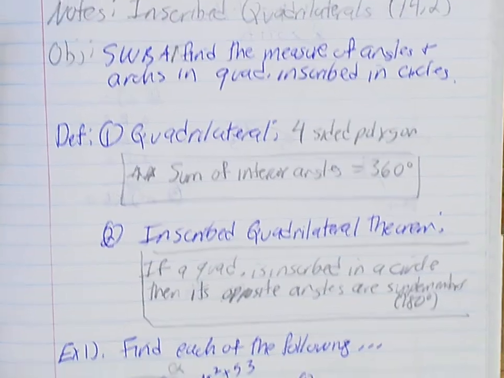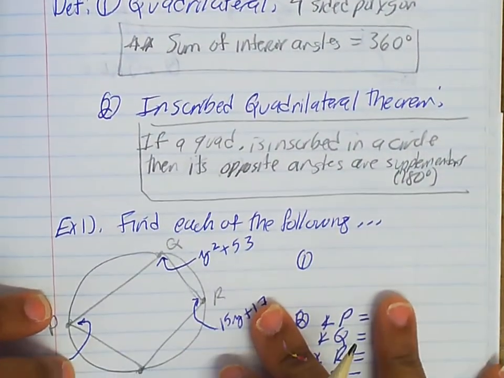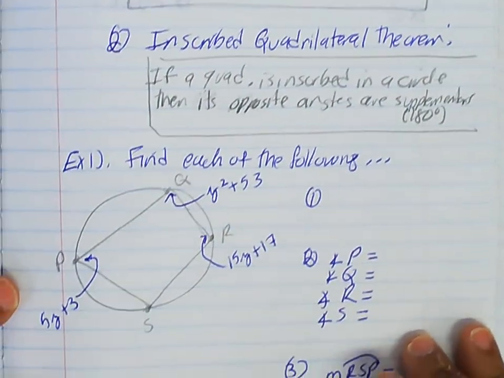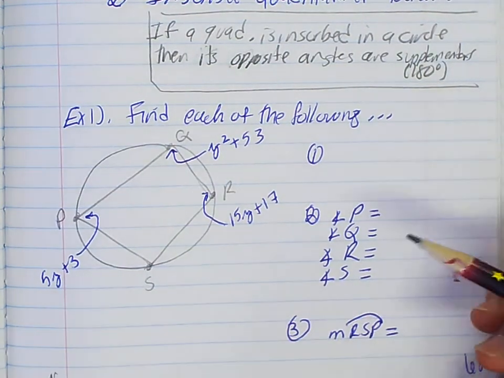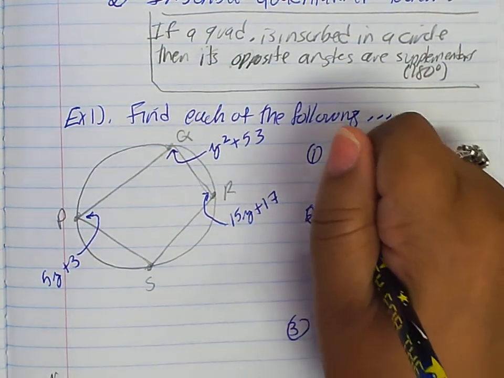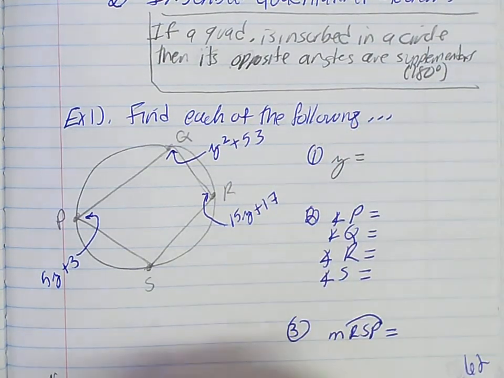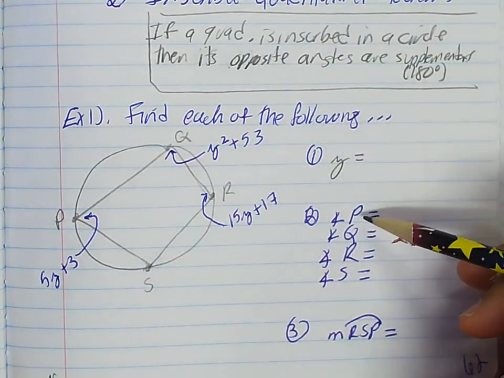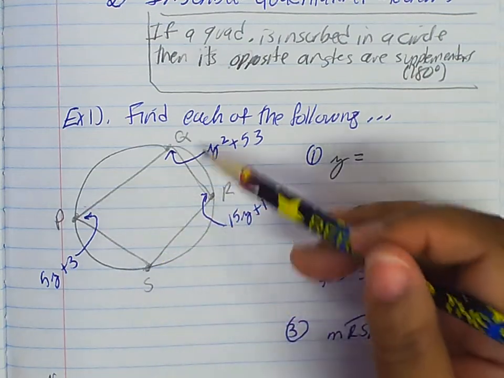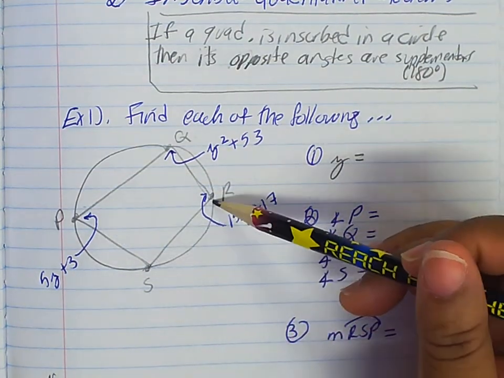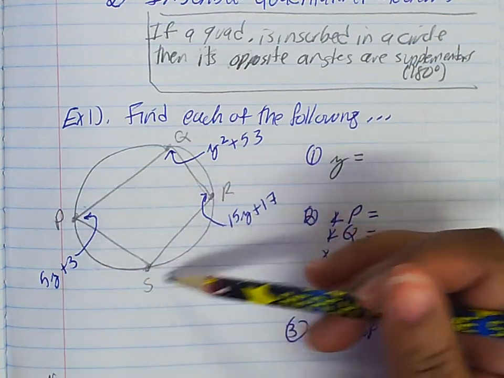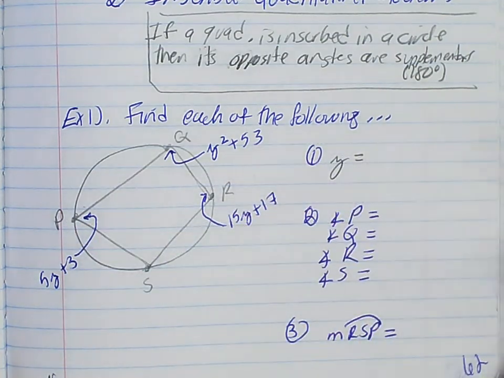All right, so here's my first example. It says find each of the following. I forgot to put y, so we've got to find y. I'm going to have to find angle P, Q, R, and S. And I want to find the arc R, S, P, so this big arc right here. The first thing I want to do is find y.